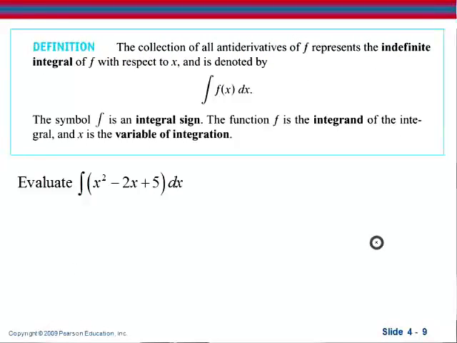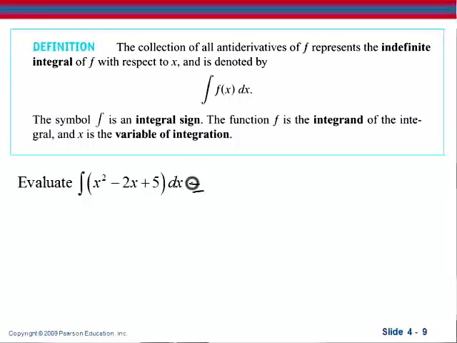Now one other thing we need to talk about before we finish up this section is this new symbol. The collection of all antiderivatives of little f represents the indefinite integral of little f with respect to x, and is denoted by this symbol. That symbol is called an integral sign. The function f is the integrand of the integral, and x is the variable of integration. So if we want to evaluate the integral of x squared minus 2x plus 5 dx. Now it always has this dx on there if we're looking with respect to x.